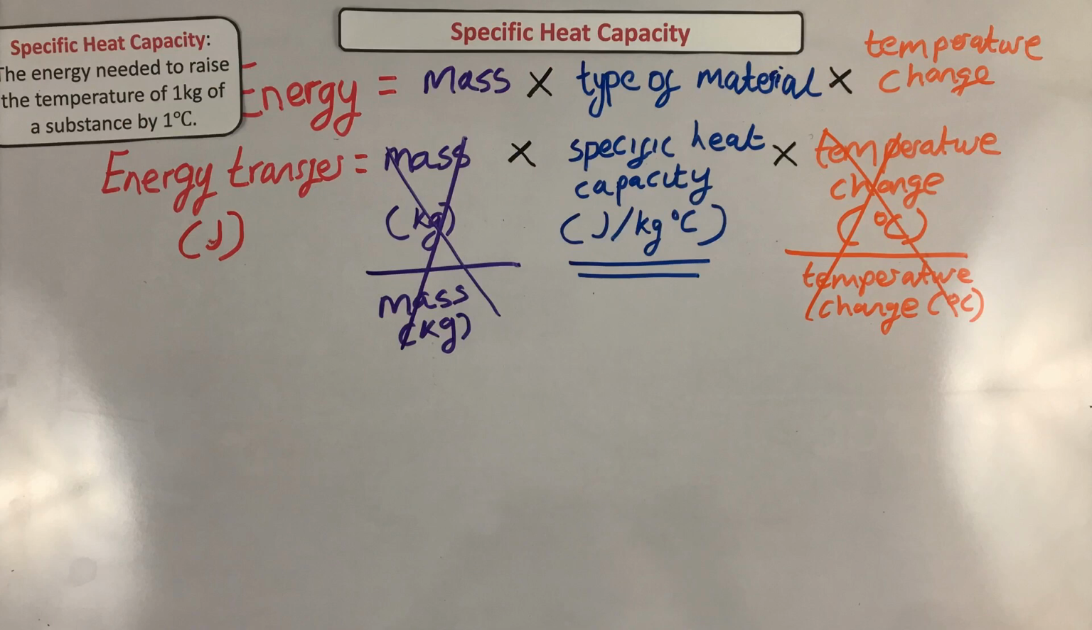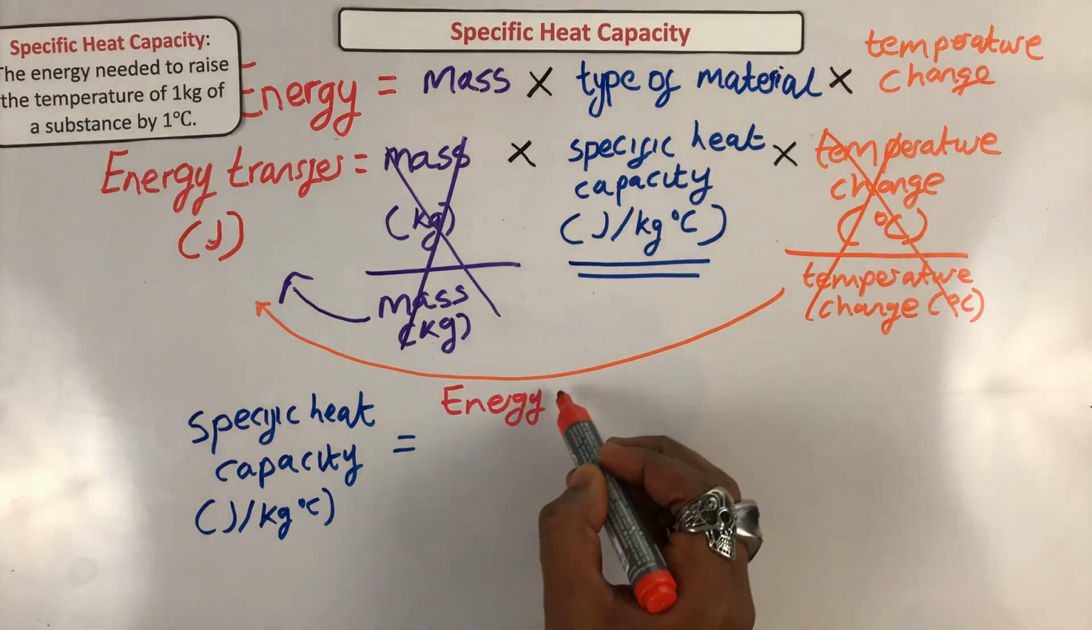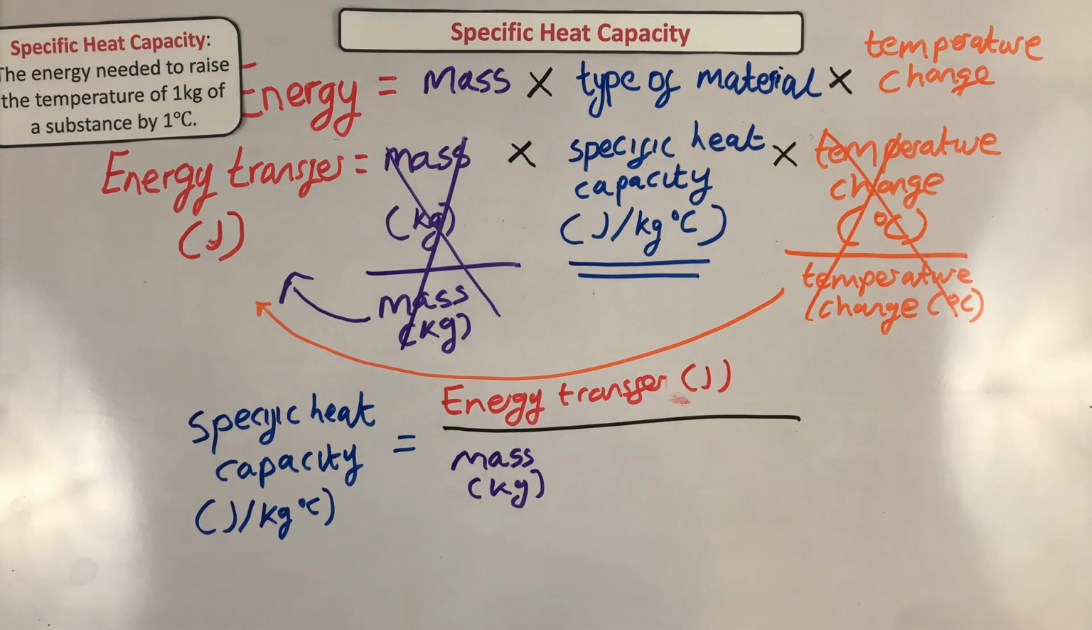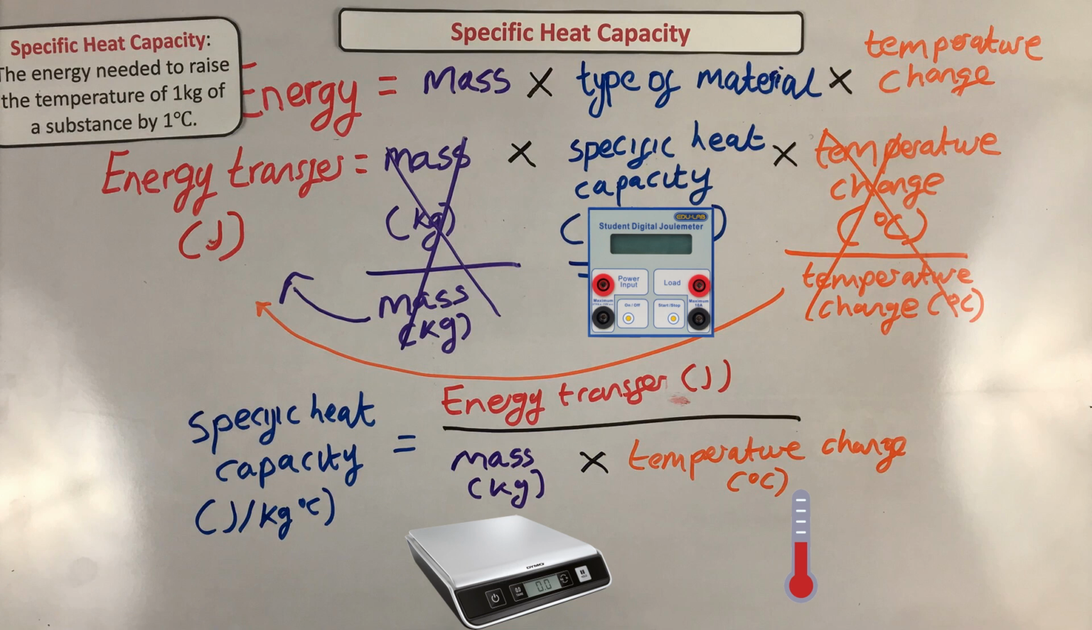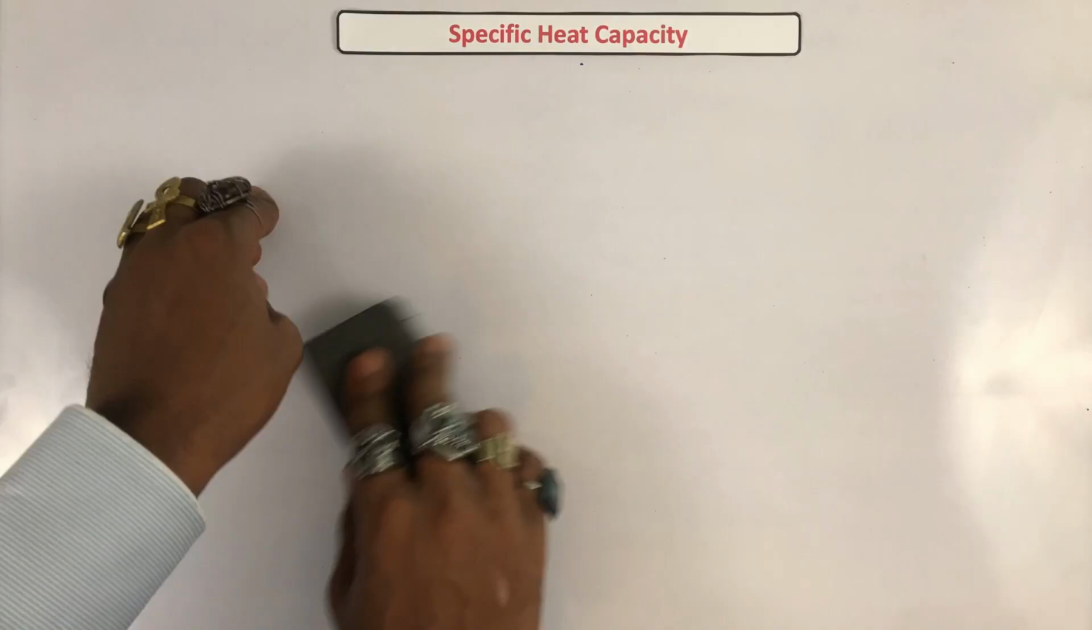But wait, as I said, we need to do it on both sides. So the left side is equal to the right side, which means that the final equation for specific heat capacity is your energy transferred divided by your mass times your temperature change. Mass is obviously measured using our scale. Temperature change, we're going to need our thermometer to measure the initial temperature and then the final temperature, and then we'll work out the difference between the two. And then finally, energy transferred is measured using something called a joule meter, which bizarrely measures the joules of energy transferred.